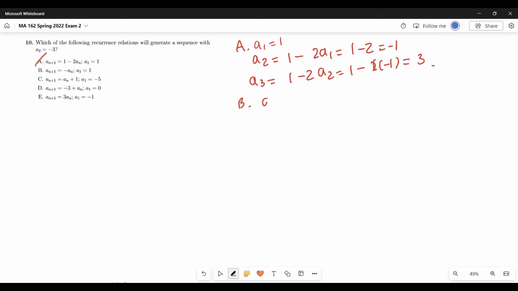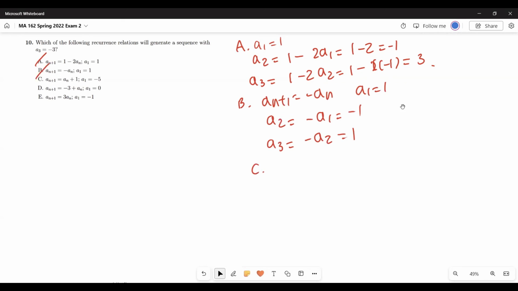B, a(n+1) is negative a(n), and a1 is 1. a2 is then negative a1, so -1. a3 is negative a2, so this is 1. So that's also not true.